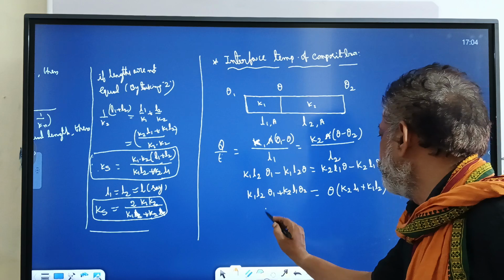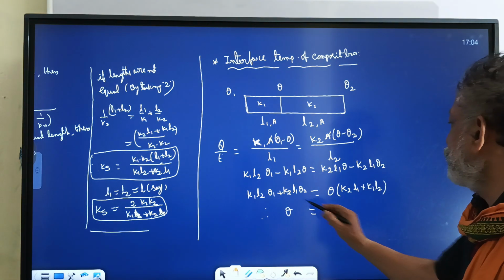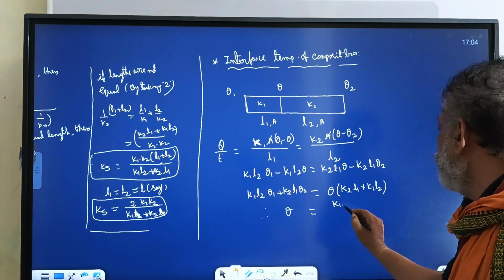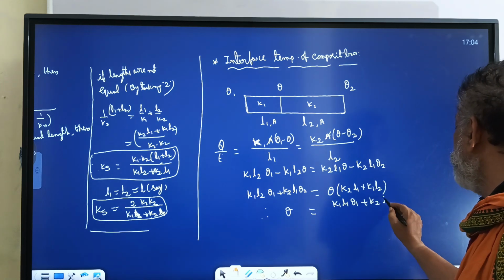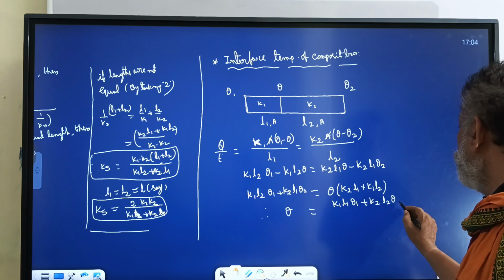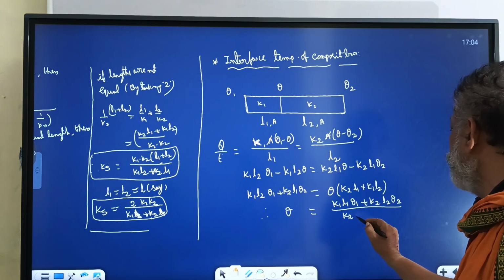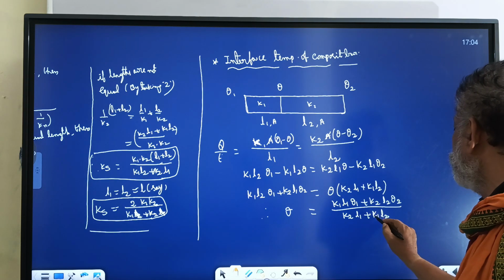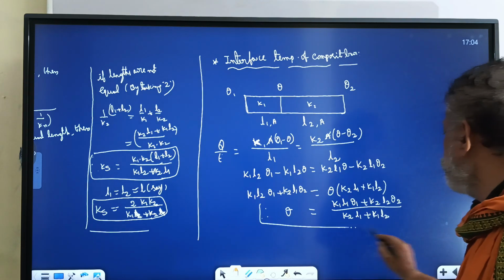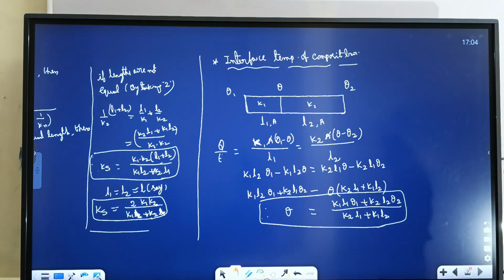Therefore the interface temperature theta is equal to K1 L2 theta 1 plus K2 L1 theta 2 divided by K2 L1 plus K1 L2. So this is called the interface temperature, with respect to thermal conductivity.